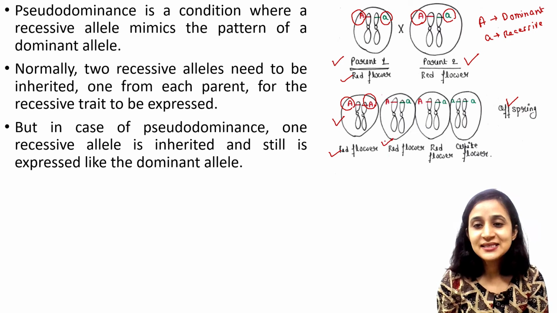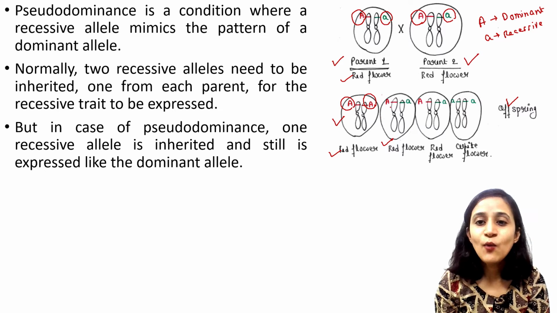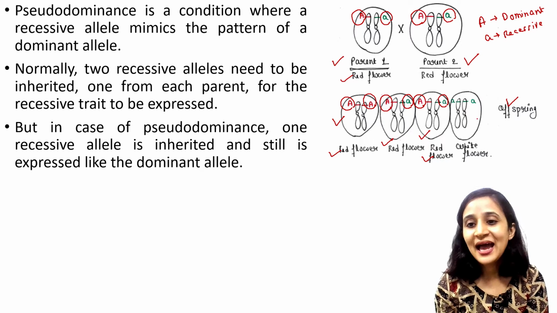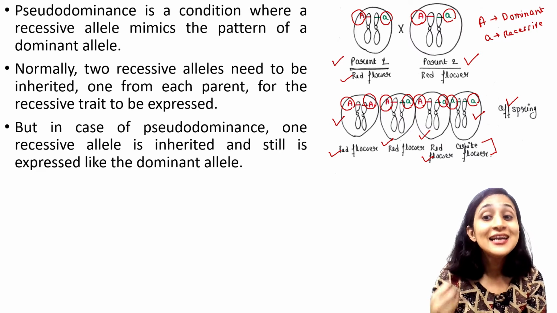In this case you can see this offspring has one capital A and one small a allele, so again it will produce red flower color because capital A is dominant. This offspring again has one capital A and one small a allele, so it will produce red flower color. And this offspring has both small a alleles, so it will produce white flower color because small a allele is recessive here. Two small a alleles are present in this case, and it is producing a different phenotype.